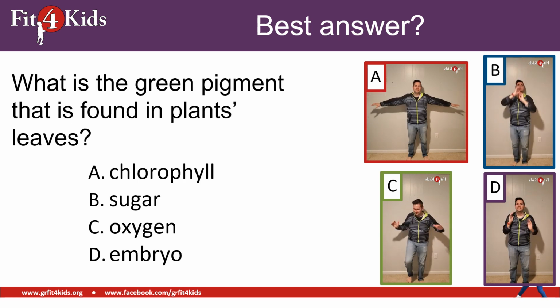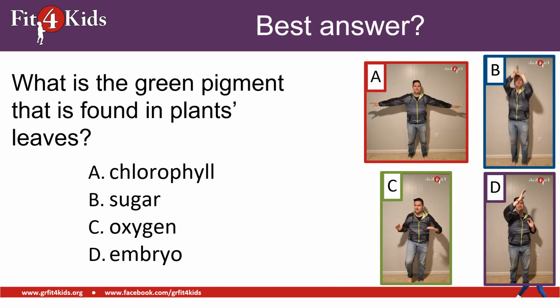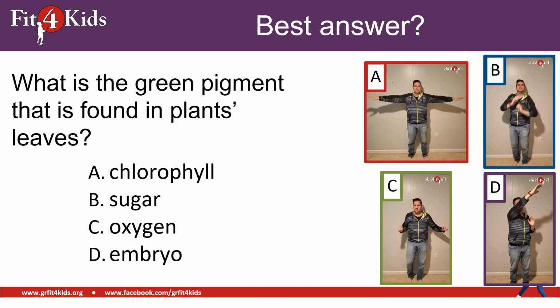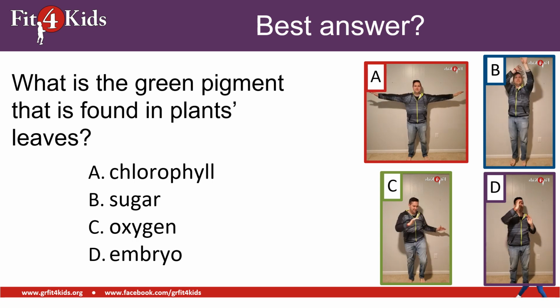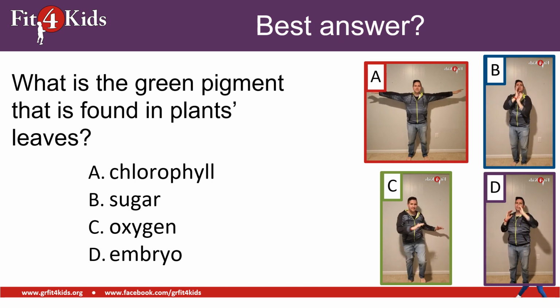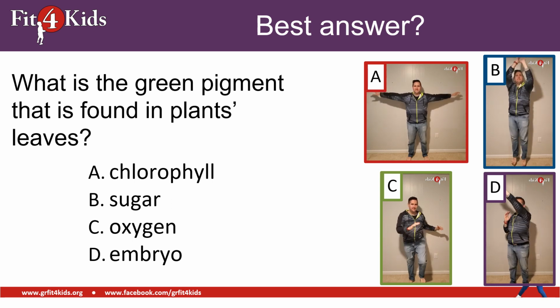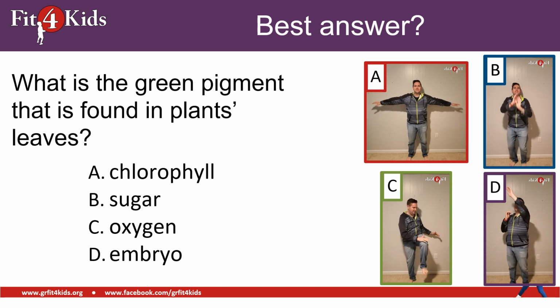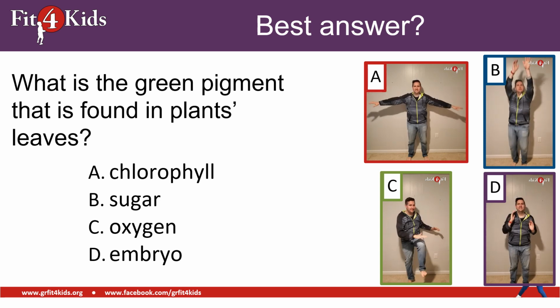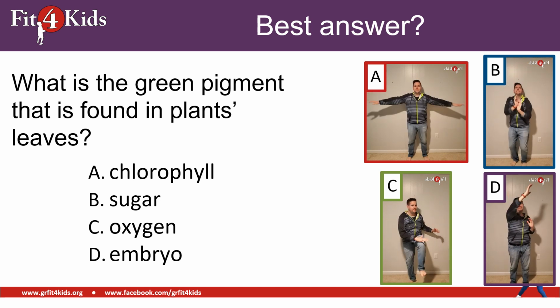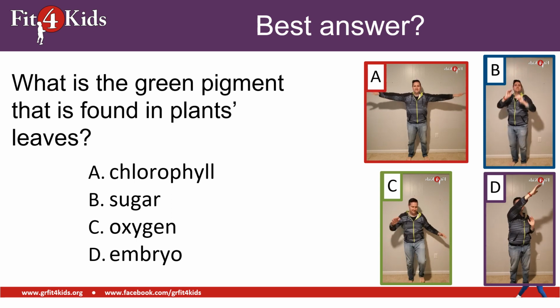What is the green pigment that is found in plants' leaves? A, chlorophyll, B, sugar, C, oxygen, D, embryo. The correct answer for this is A, chlorophyll, arm circles. That is the green pigment found in the plant's leaves.